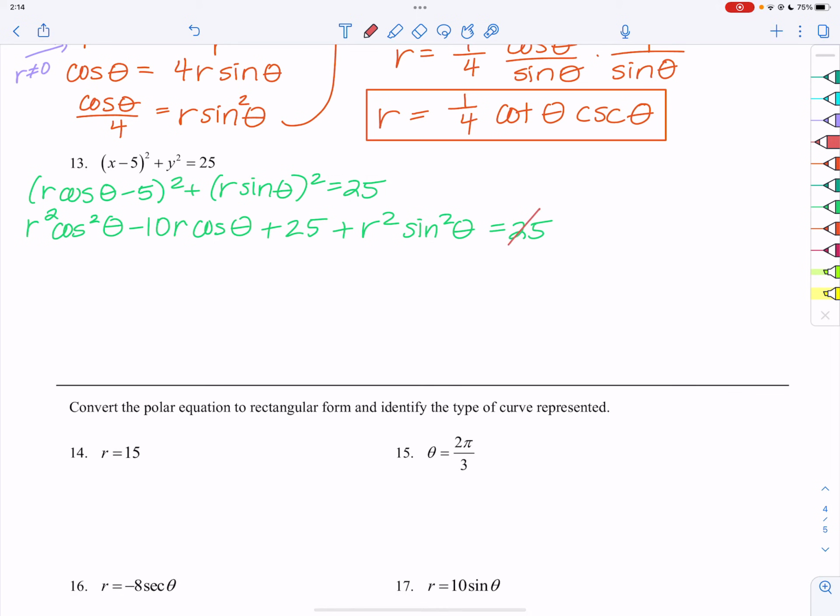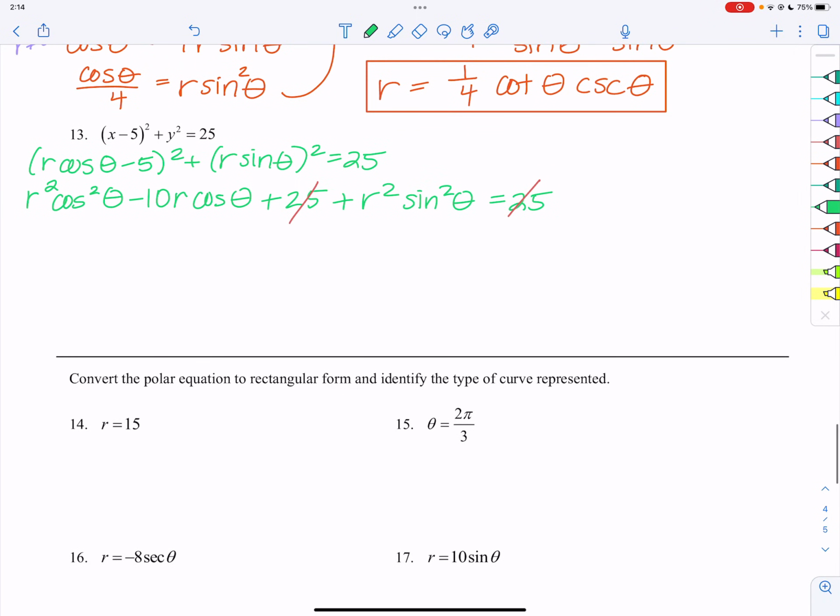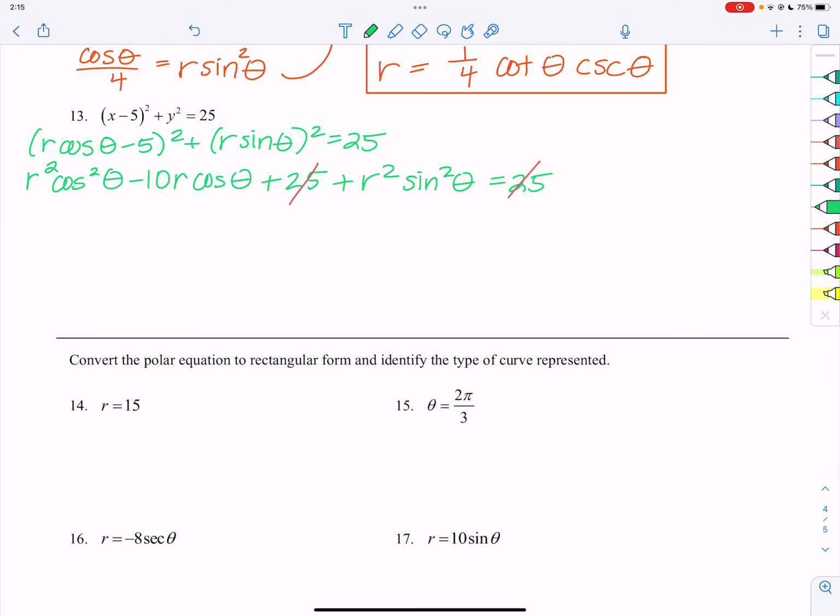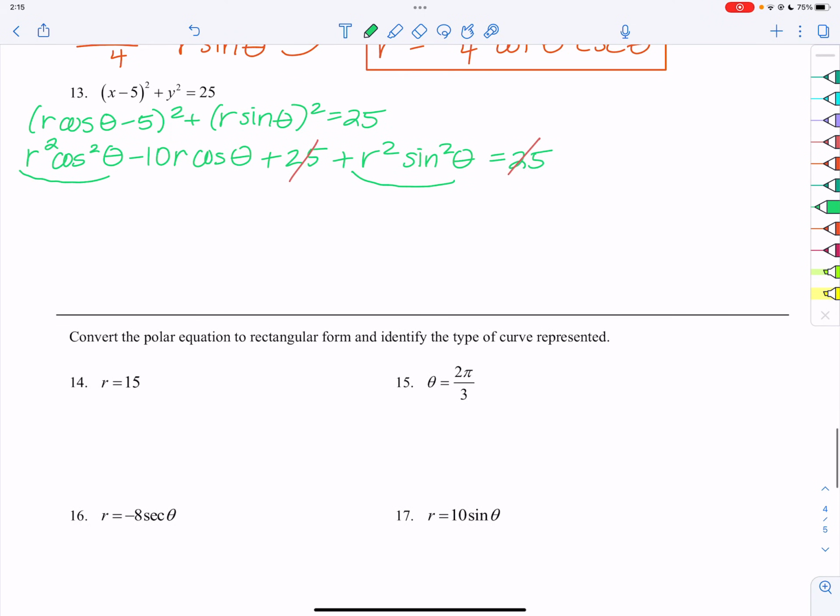And then we can see that we have r² cos² and r² sin². And so that is just equal to, if you go ahead and write that out, r² times (cos² theta + sin² theta). This is just equal to 1.